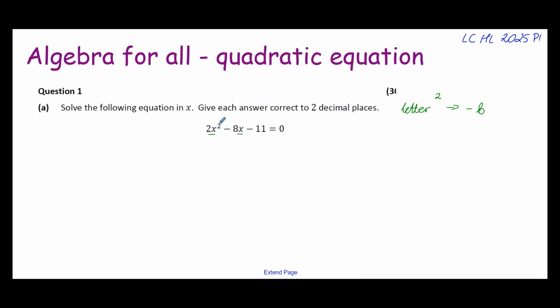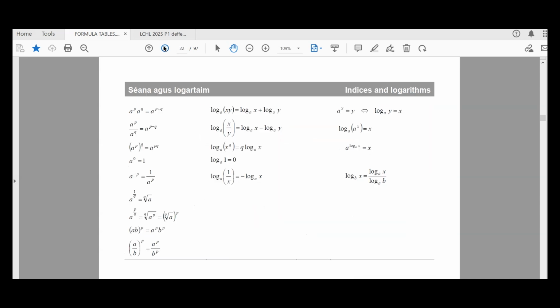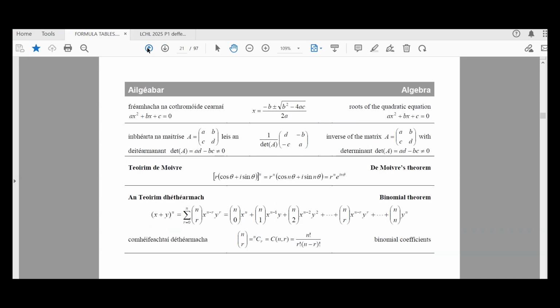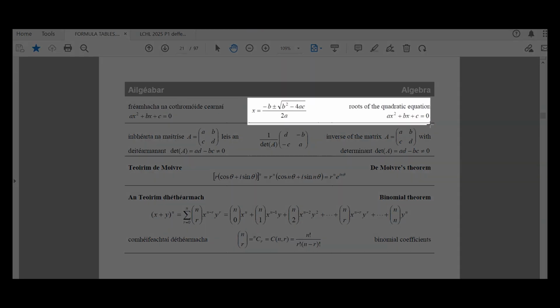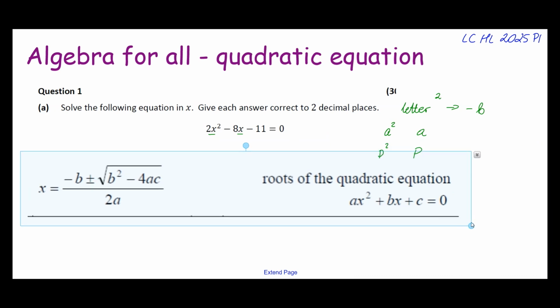So in this case, we have x to the power of 2 and x, but it could be, let's say, a to the power of 2 and a, or p to the power of 2 and p. Actually, it doesn't matter what letter it is. So what is my minus b formula? In our maths tables, page 20, that's where it is. The very first one we have on the top is finding roots of a quadratic equation.